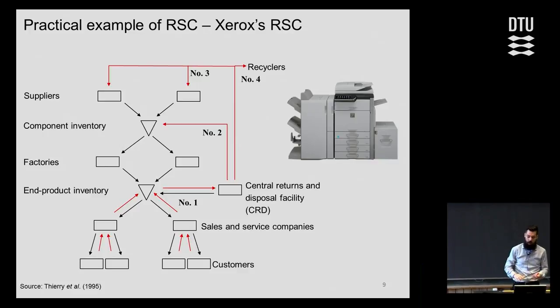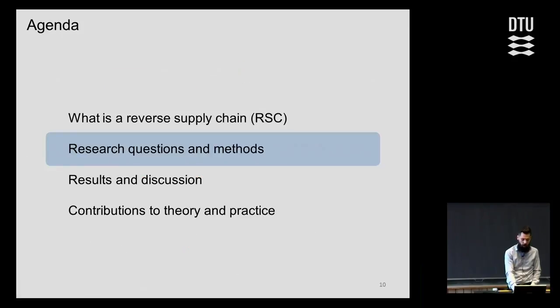So the firm there decides, are we able to refurbish the product as such? If that's the case, then we refurbish it and ship it back to the end product inventory. If that's not possible, then it may be possible to reuse some of the components. That's what number 2 refers to, back to the component inventory. And if that's not possible, then resell some of the materials back to original suppliers. So that's a practical example of a reverse supply chain. The next couple of slides will present the research questions that I have answered and also the methods used.